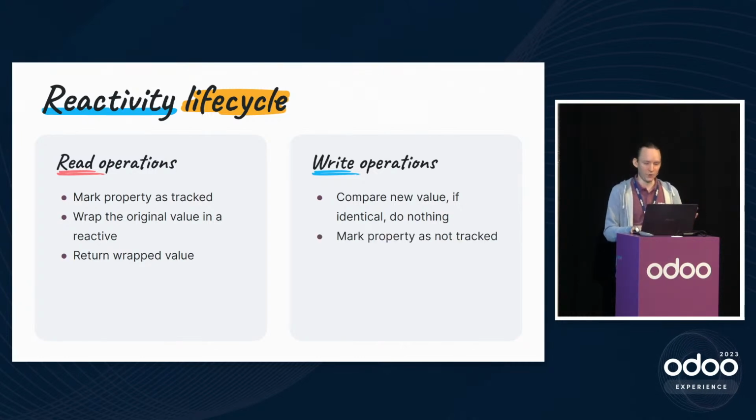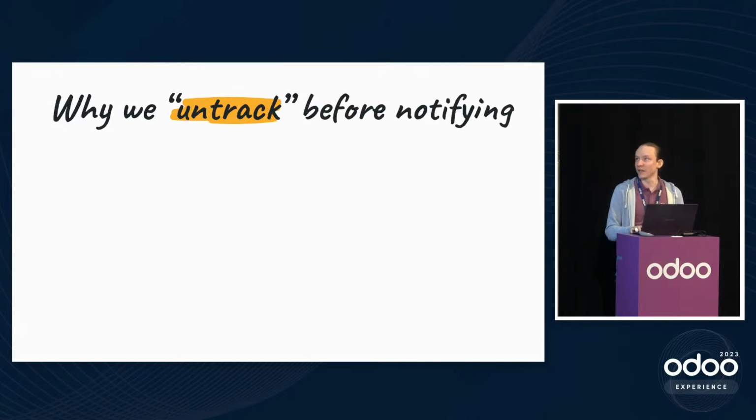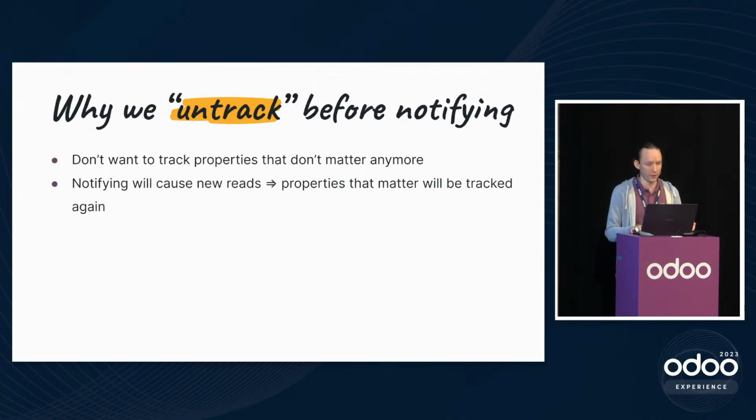Then, and this is important, and I'll get to why, we mark the property as not tracked before we notify the components and re-render them. The reason that we untrack these properties before notifying the components is that we don't want to track properties that don't matter anymore. When we notify the components and re-render them, the component, as it re-renders, is going to read again all of the properties that it cares about, and so they're going to end up tracked again.